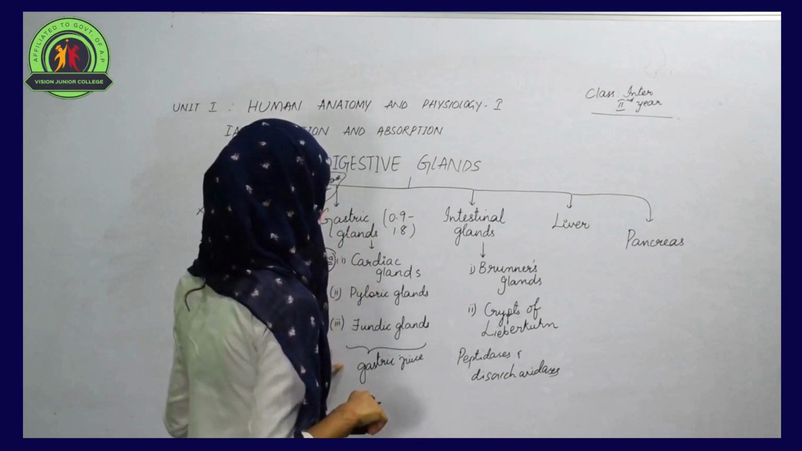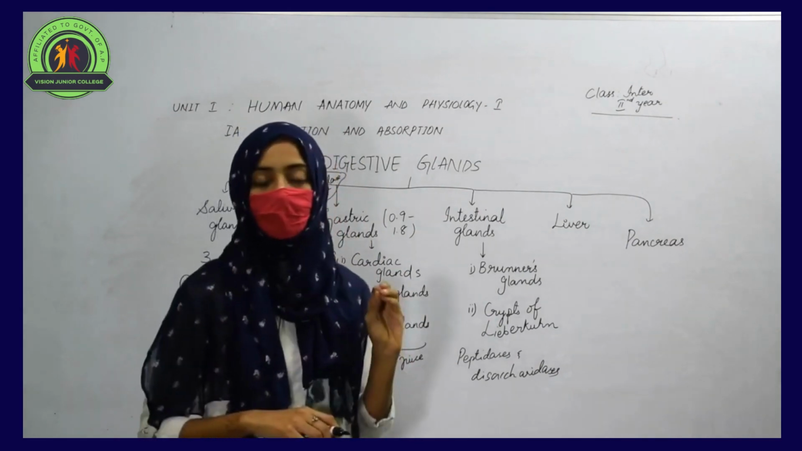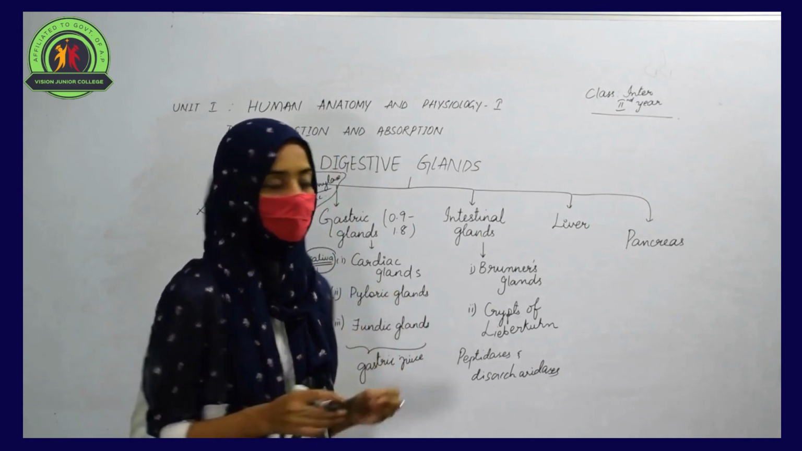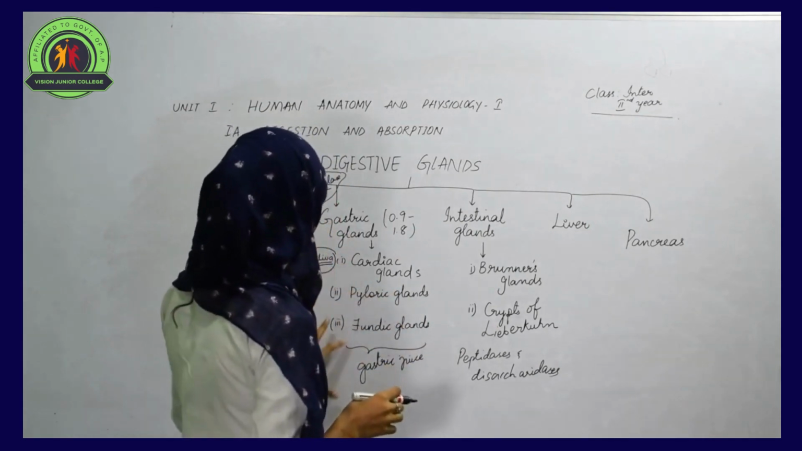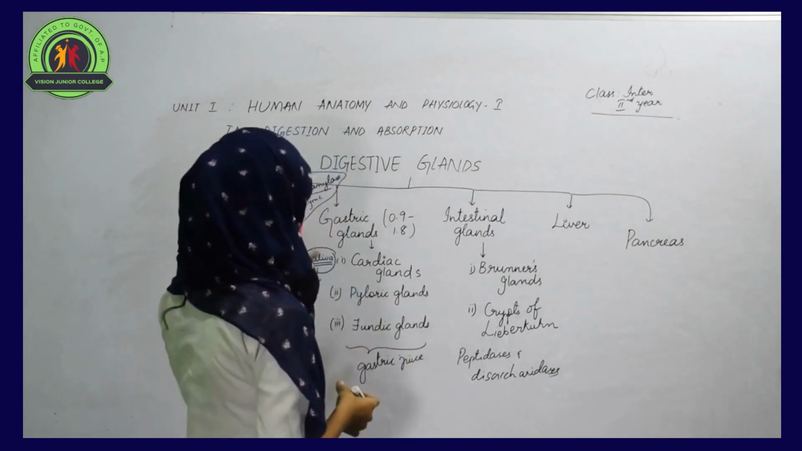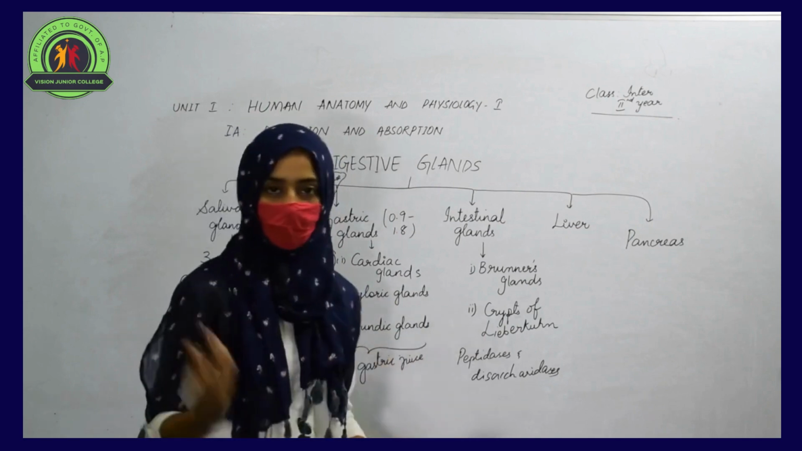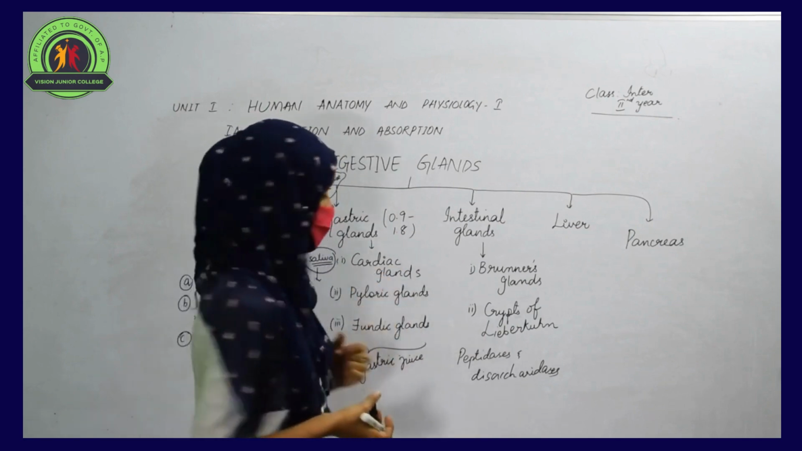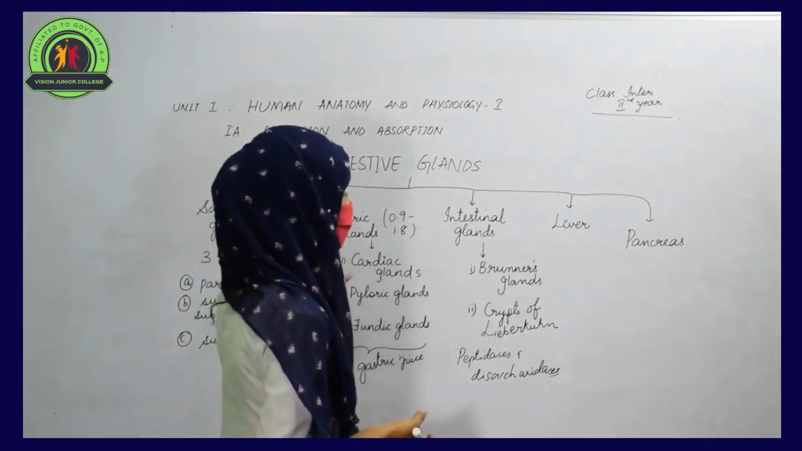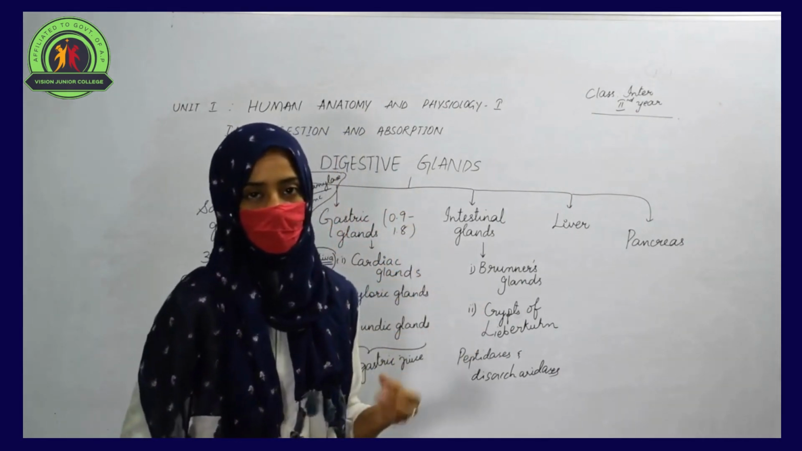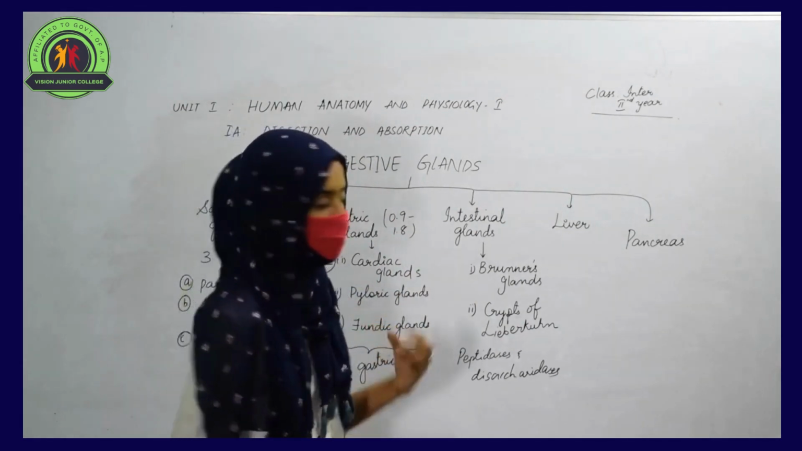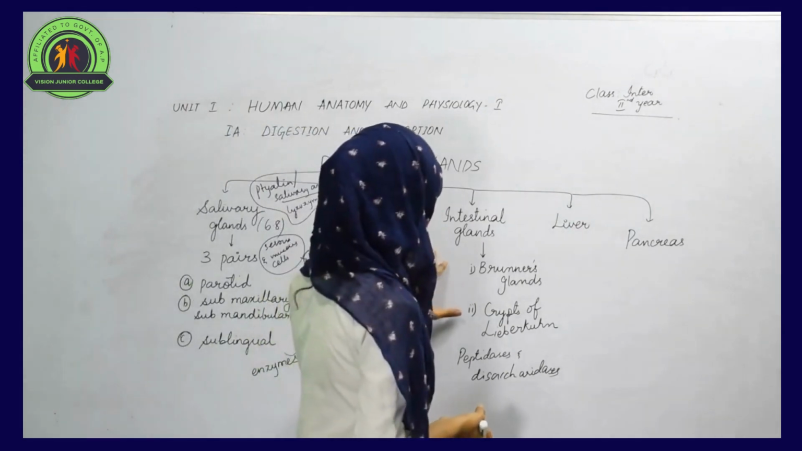All these glands secrete substances, and the substances secreted by these glands together form a juice called gastric juice, which helps in the process of digestion and absorption of our food. All these are the different digestive glands that help in carrying out digestion and also absorption. The next one is intestinal glands.